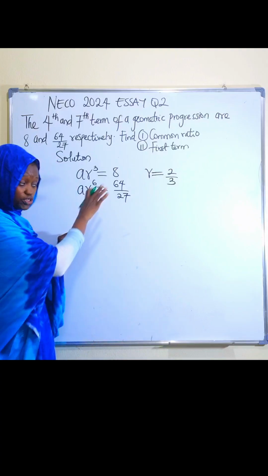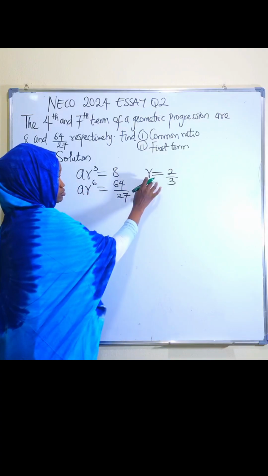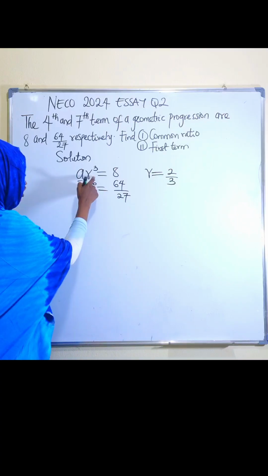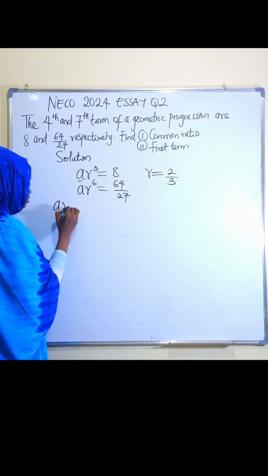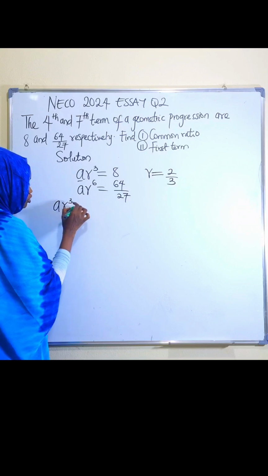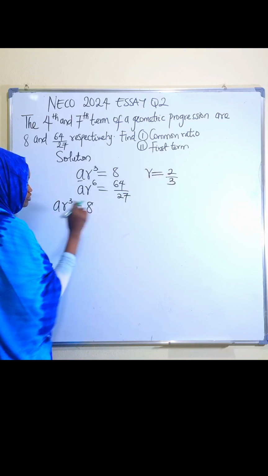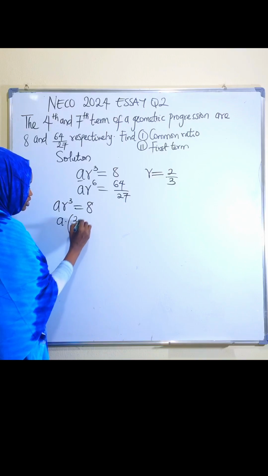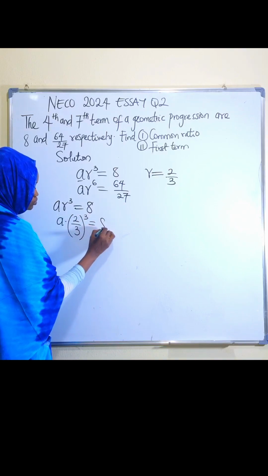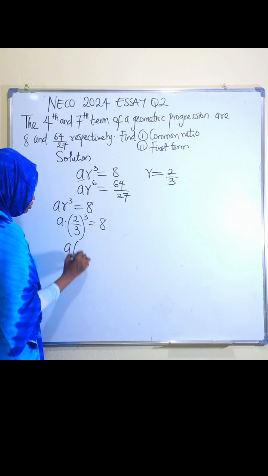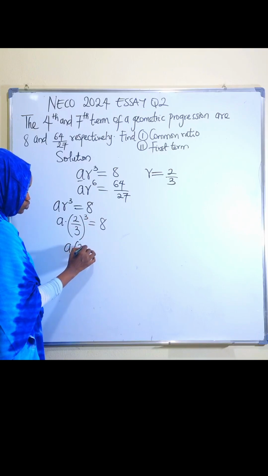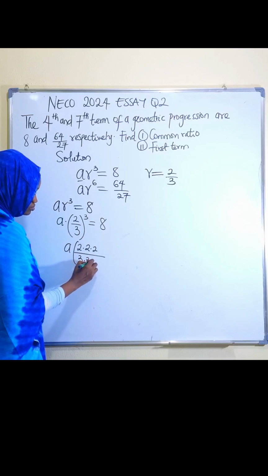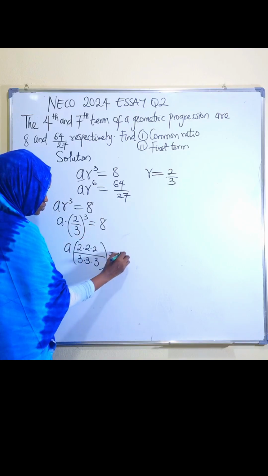So any of these equations we can decide to use to substitute in the value of the common ratio that will give us the first term, which is a. So let's try the first equation here, which is ar to the power of 3 is equal to 8. So let's substitute the value for r. So this is a multiplied by r, which is 2 over 3 all to the power of 3 is equal to 8. So this is a multiplied by 2 to the power of 3 means what? 2 times 2 times 2 divided by 3 to the power of 3 is what? 3 times 3 times 3, right? So this is equal to 8.